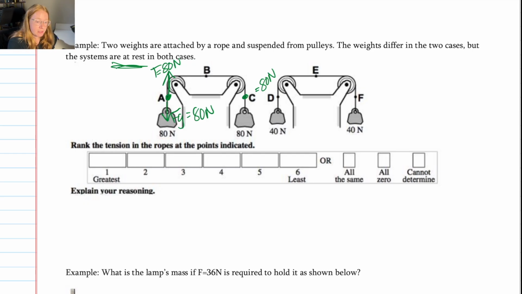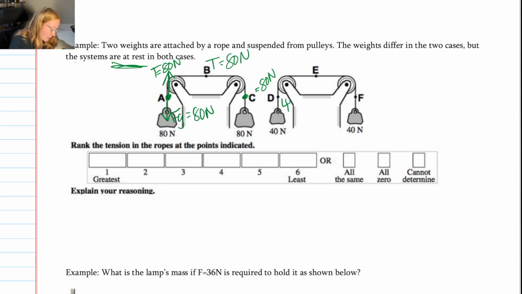But think about tension in a rope. If it's the same rope the whole way through, it has to have the same tension. So if I have 80 newtons at A and 80 newtons at C, then what must B be if it's the same rope the whole way around? The tension should be 80 there as well.